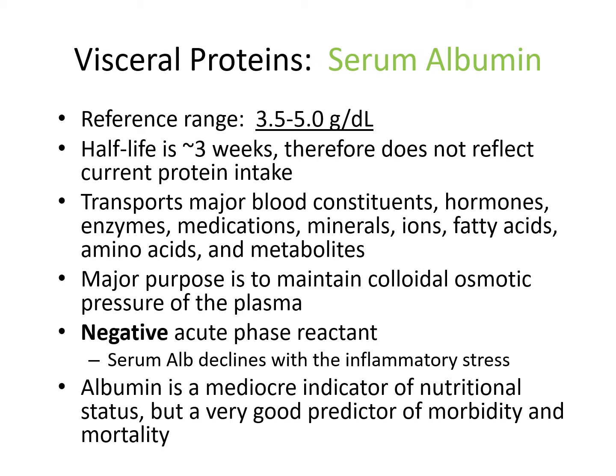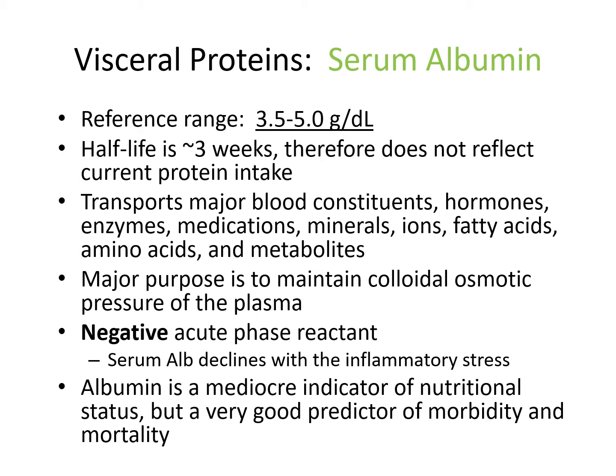Looking at serum albumin, we have our reference range at 3.5 to 5 grams per deciliter. Now the half-life is 3 weeks, so again, what we're not really using albumin for is looking at nutrition status, because whatever's happening in the body, that's your albumin, is based on what happened to your body 3 weeks ago. So typically not what actually brought the patient into the hospital. Now it transports major blood constituents, hormones, enzymes, medications, minerals, ionized electrolytes, fatty acids, amino acids, and other metabolites.